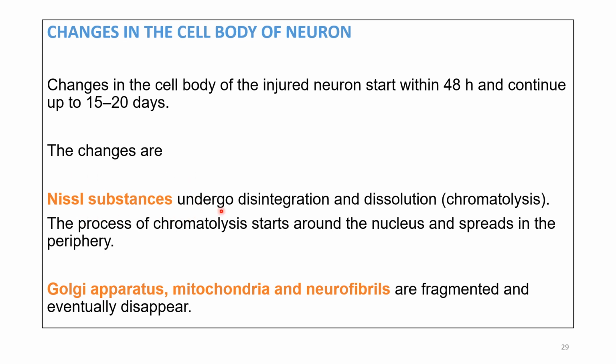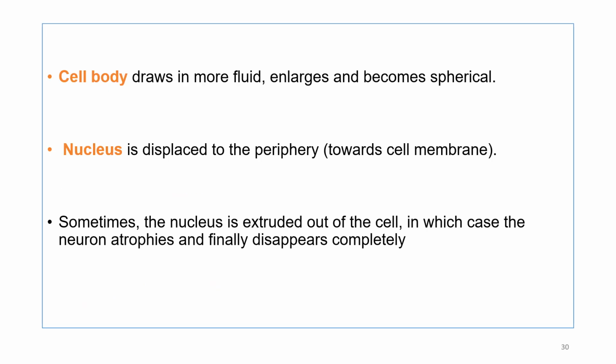The Nissl substances undergo disintegration and dissolution, called chromatolysis. This chromatolysis starts around the nucleus and spreads to the periphery. Then the Golgi apparatus, mitochondria, and neurofibrils are fragmented and disappear. The cell body draws more fluid, enlarges and becomes spherical. So the nucleus is displaced to one side, that is, to the periphery. That is, it is displaced towards one cell membrane side.